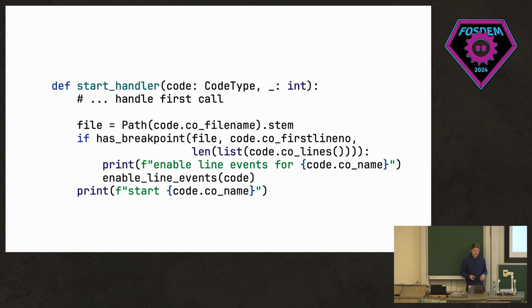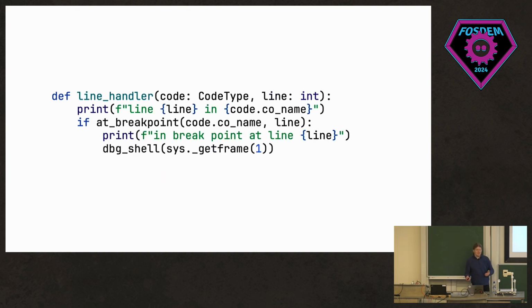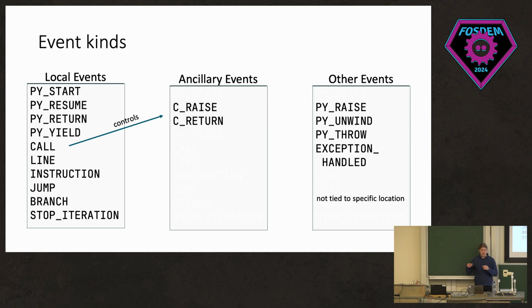So back to the debugger. We had here our start handler and our line handler, and they look essentially the same as before. The only difference is that we enable the line breakpoints whenever needed. So they're different event kinds, because we've seen that line events are pretty powerful for implementing basic debuggers.